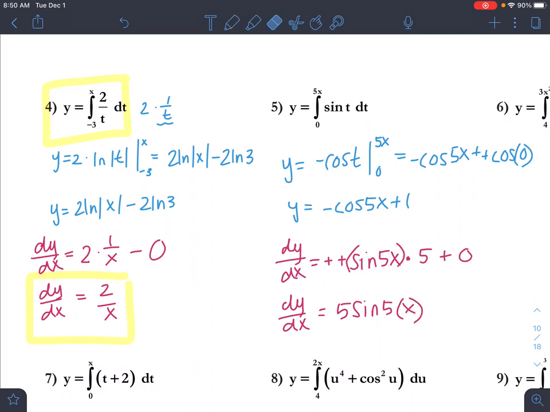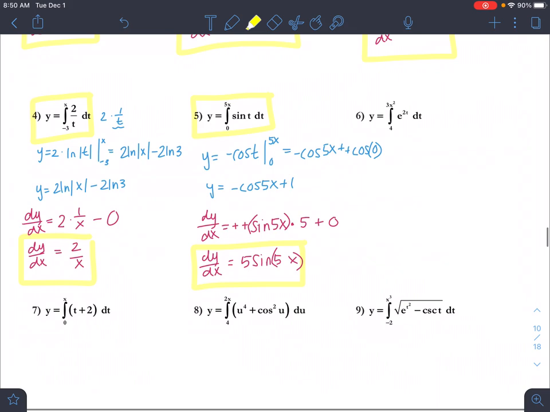I don't know why I wrote that like that. How about 5x? There we go. Okay. Still looking for a connection between sine of t and then somehow we got here, 5 sine of 5x. All right. And number 6.